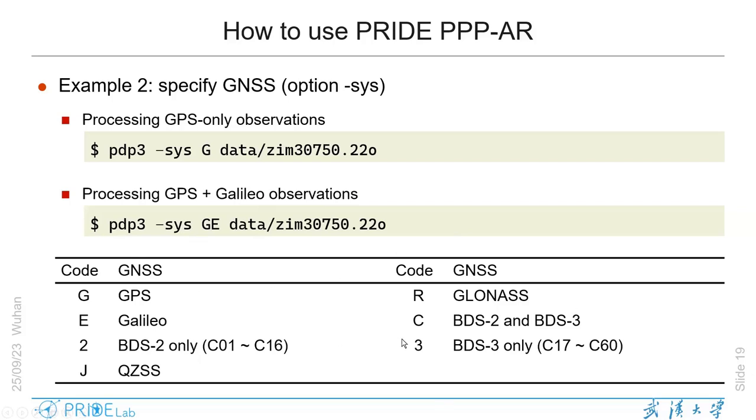One thing to note is that BeiDou has two generations of satellites, and they are not completely compatible with each other. They have different orbit types and signals, as we have introduced just now, and so they are treated as two separate constellations. To distinguish them, we use a number instead of a letter, 2 and 3, for example.